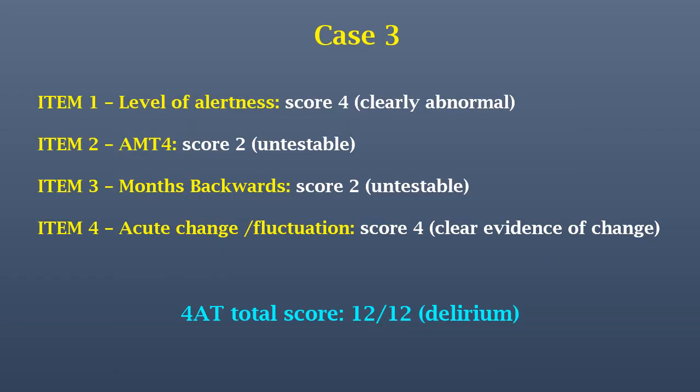Mrs. Wilson is sleepy throughout, getting a score of 4 on item 1, and she is untestable on the AMT4 and months backwards, getting a score of 2 each for these, and there's clear evidence of acute change, giving a score of 4. This gives an overall 4AT score of 12 out of 12, indicating likely delirium.